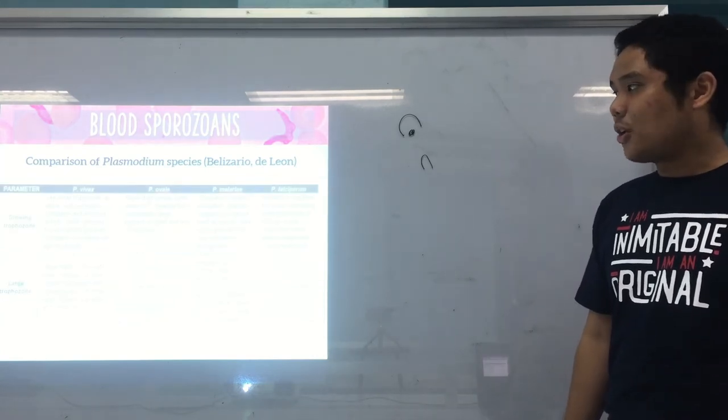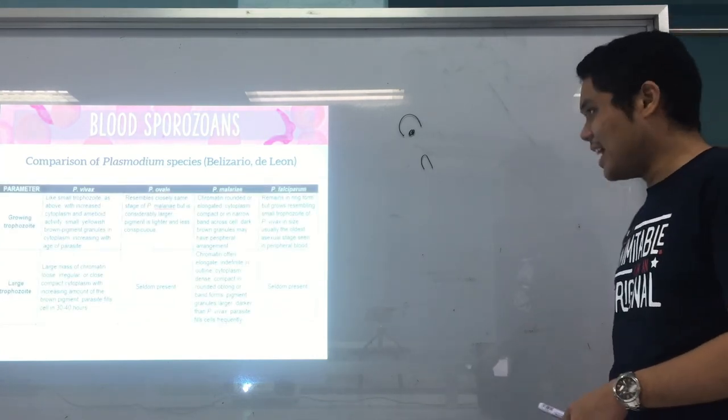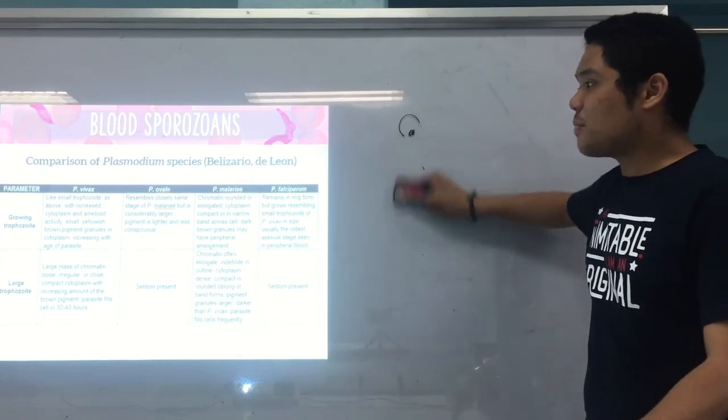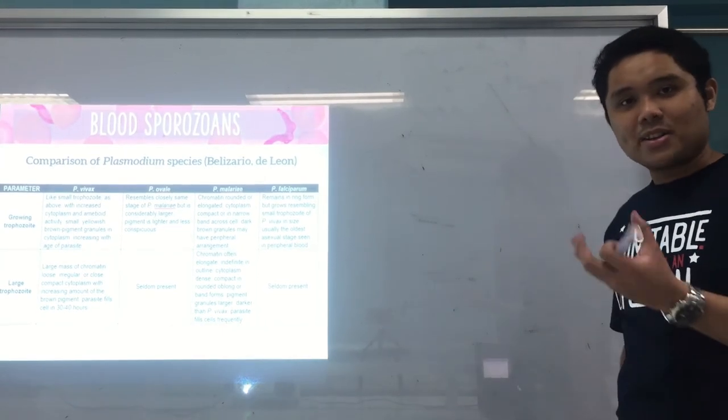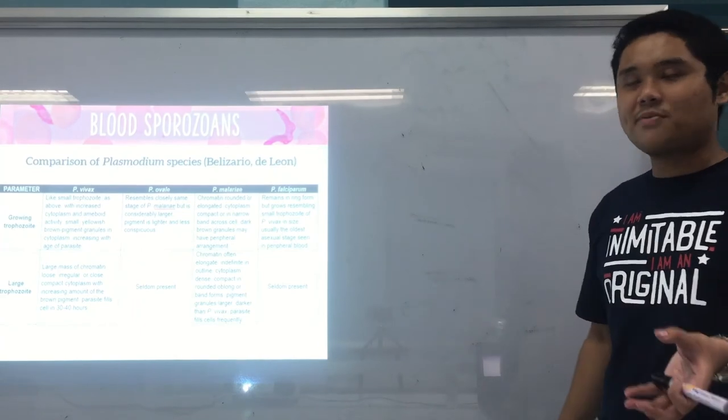Next, we go now to your growing trophozoite. Again, so for growing trophozoite, for P. vivax, amoeboid, as I mentioned, diba? Amoeboid trophozoite, P. vivax.